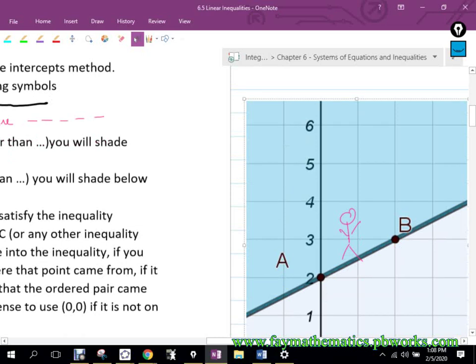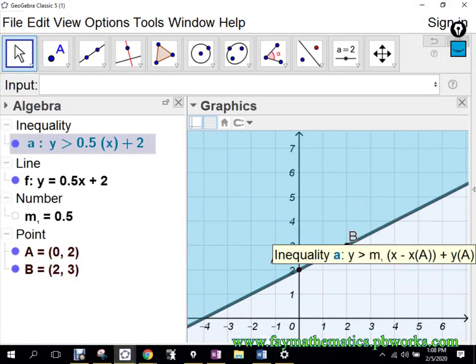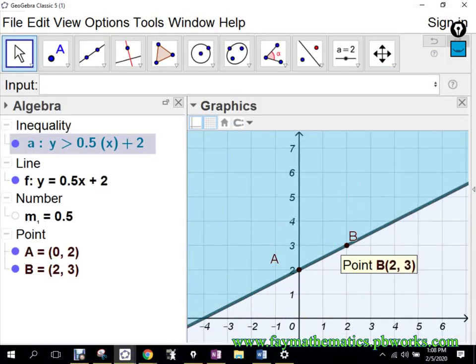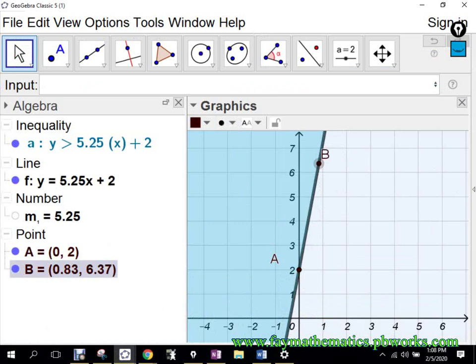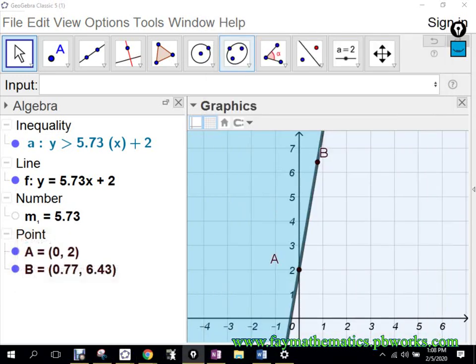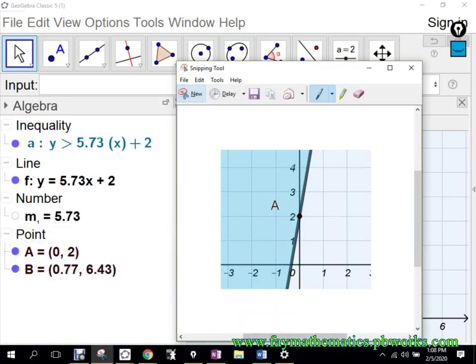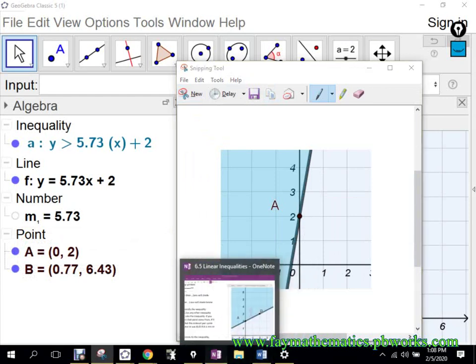Okay? The reason I do that is because when I get lines that look like this, okay, it's hard to determine where's the top, where's the bottom, because that line is getting closer and closer to being vertical, right? Does that make sense?